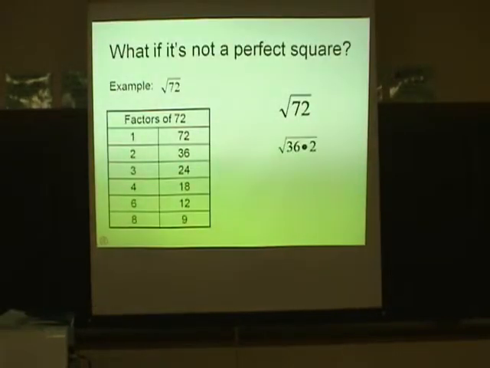So we can put 36 in with the other factor, which is the 2. We separate the two square roots, and then the square root of 36 becomes our 6 on the outside and the square root of 2 on the inside.